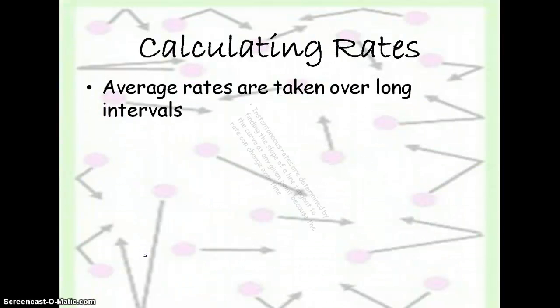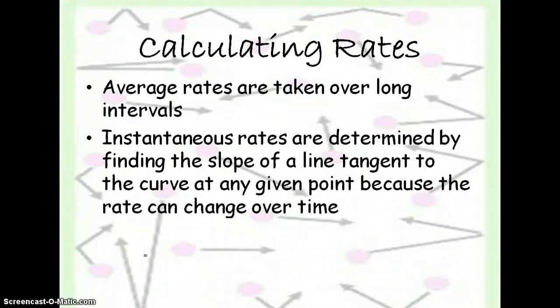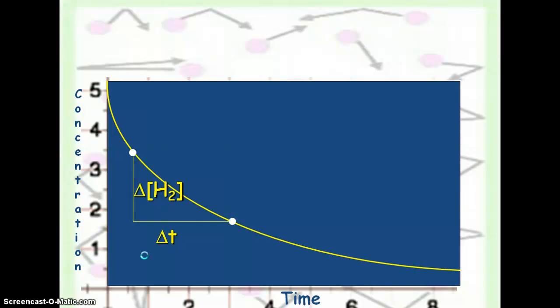All right, so to calculate rates, average rates are taken over long intervals, and then we have instantaneous rates, which are determined by finding the slope of a single line tangent to the curve at any given point. Okay, and then lastly, we can do the derivative. All right, so here's the first one. So this would be taken as an average. So remember that slope is y2 minus y1 over x2 minus x1.